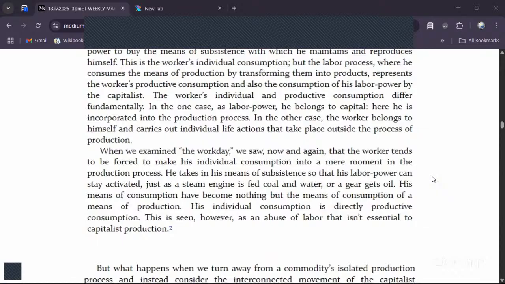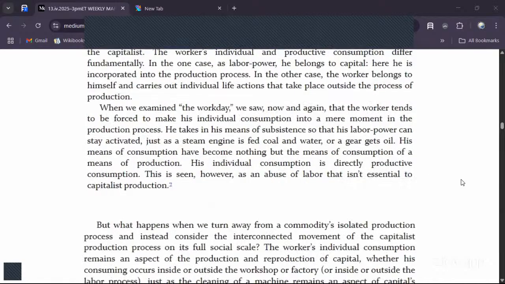When we examined the workday, we saw now and again that the worker tends to be forced to make his individual consumption into a mere moment in the production process. He takes in his means of subsistence so that his labor power can stay activated, just as a steam engine is fed coal and water or a gear gets oil. His means of consumption have become nothing but the means of consumption of a means of production. His individual consumption is directly productive consumption. This is seen, however, as an abuse of labor that really is an essential to capitalist production.